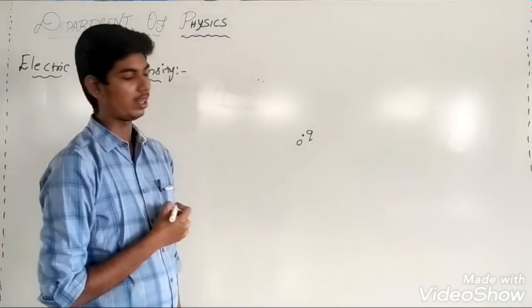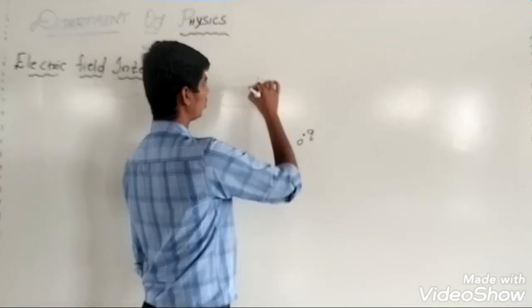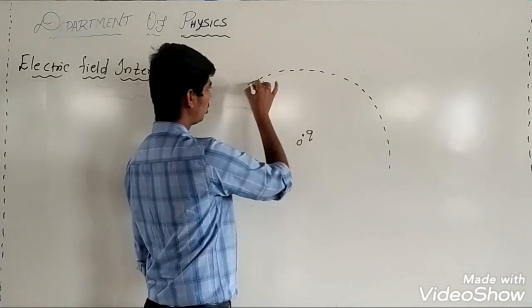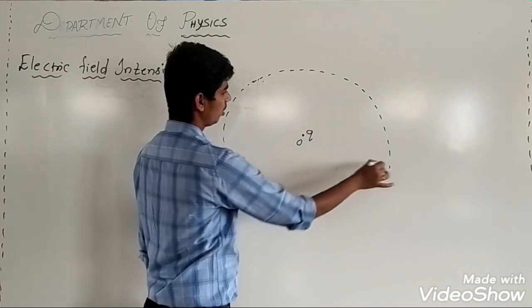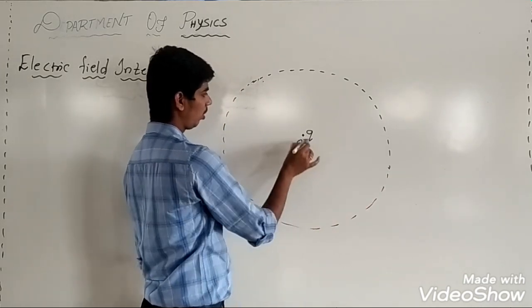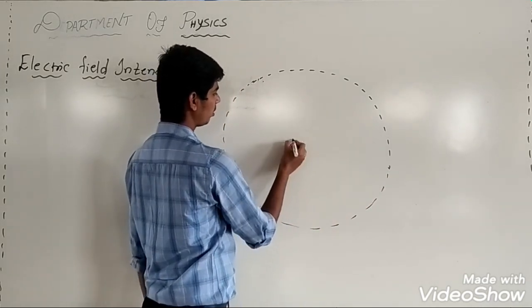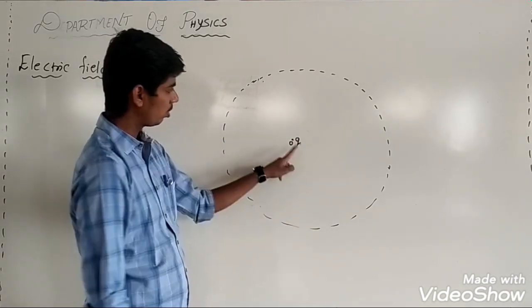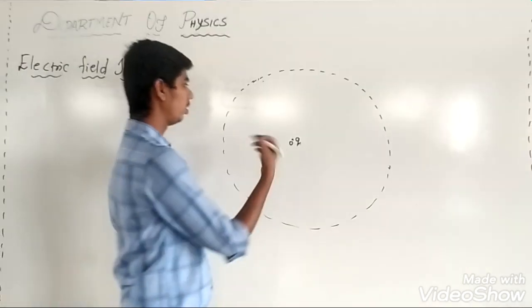point O in vacuum. We know this source charge creates a region around it. This region around a source charge is called electric field.